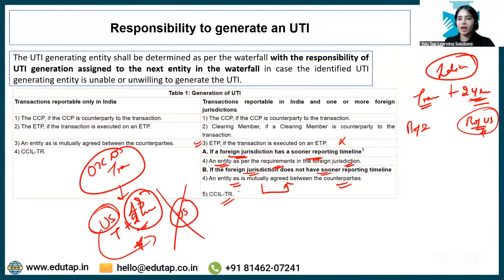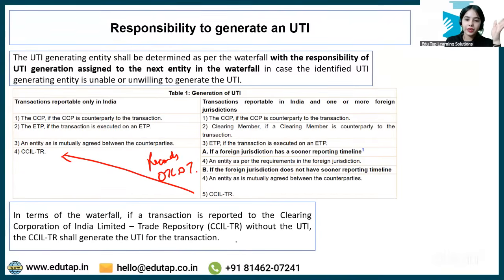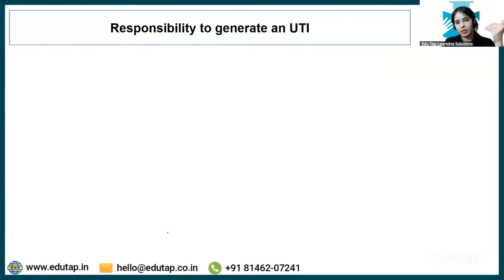Or if they have all not generated, at last the responsibility will come on the CCIL trade repository. Why is the CCIL trade repository at last responsible? Because this is the entity that records the over-the-counter derivative transactions. So if a transaction is reported without the UTI, the CCIL trade repository will have to generate the UTI. That is the last leg.